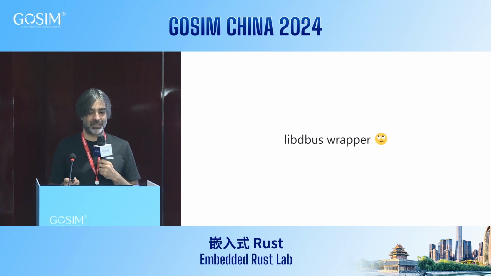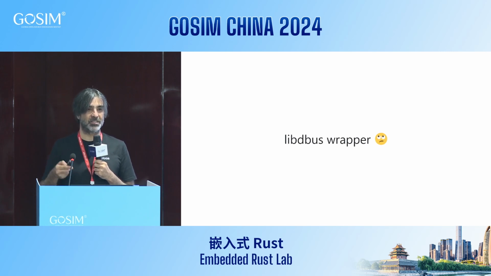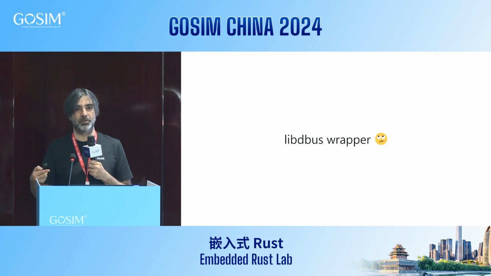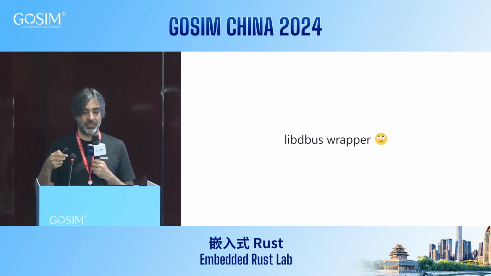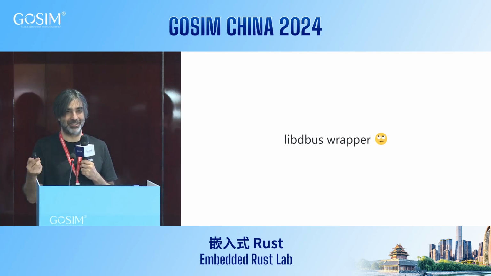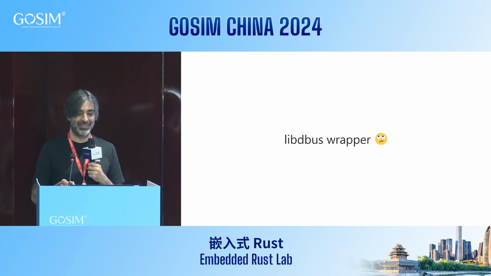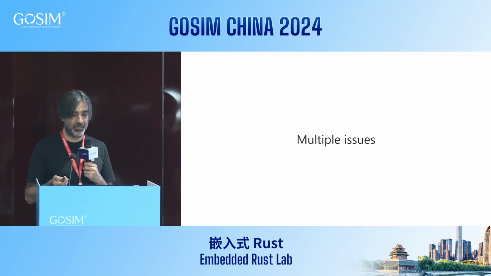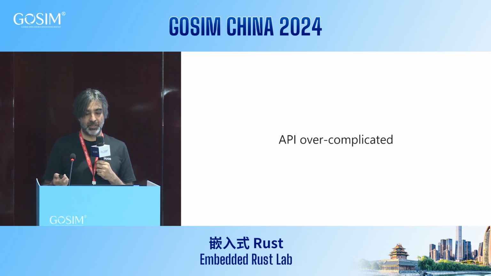And the problem is that it was a wrapper around a C library. It wasn't a pure Rust implementation. There's a very notoriously bad C library called libdbus. Nobody actually in C world uses it. In C world, people use the GIO library or some other thing, but nobody actually uses it. But in Rust, we were using the shitty C library that nobody uses in C. That was very bad. So it was just a wrapper, and it had multiple issues.